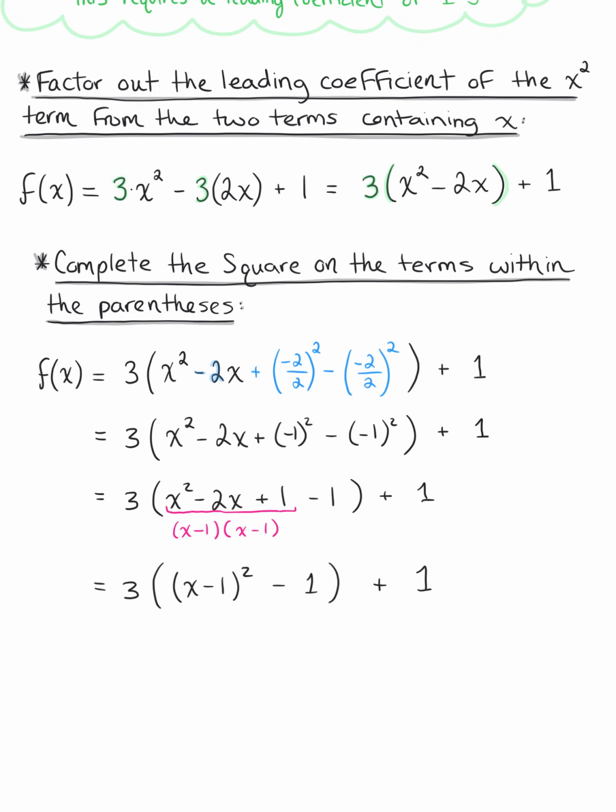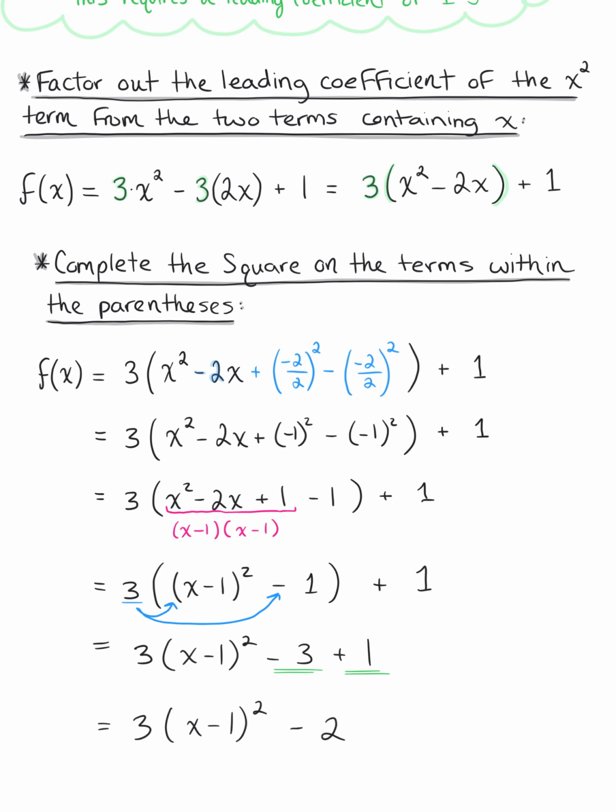And last but not least, to obtain the vertex form, we now need to distribute the 3 on the outside of the parentheses through to each term within those parentheses, which leaves us with 3 times this binomial product, x minus 1 squared, minus 3 plus 1, and combining those two constant terms, we are left with the vertex form, 3 times x minus 1 squared minus 2.